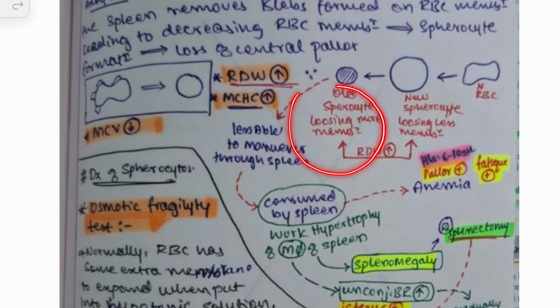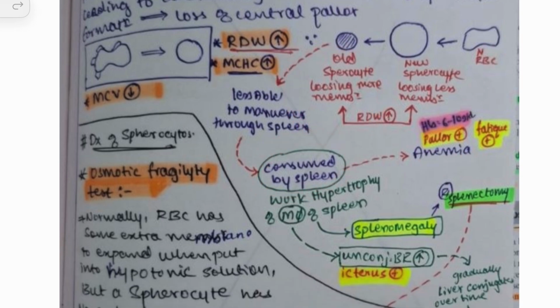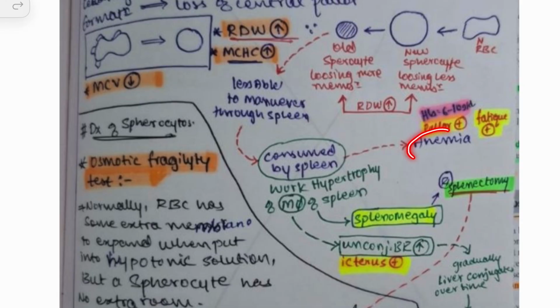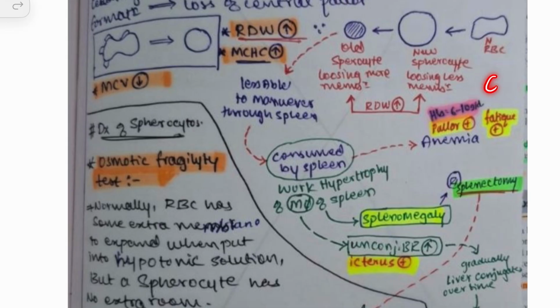These spherocytes are consumed by the spleen, leading to the anemia. Because of anemia, the clinical features will be fatigue and pallor. Hemoglobin is usually 6 to 10 grams per deciliter.